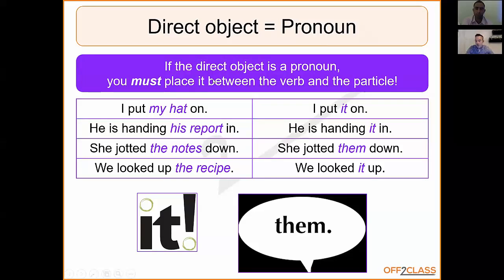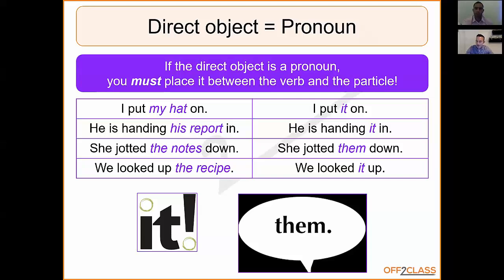And if we go to the right, the rule becomes that once that object becomes a pronoun, it must appear between the verb and the particle. So when you guide your students to understanding phrasal verbs, this particle movement rule is very important. And when the pronoun is the object of the sentence, it must always appear between the verb and the particle for separable transitive phrasal verbs.